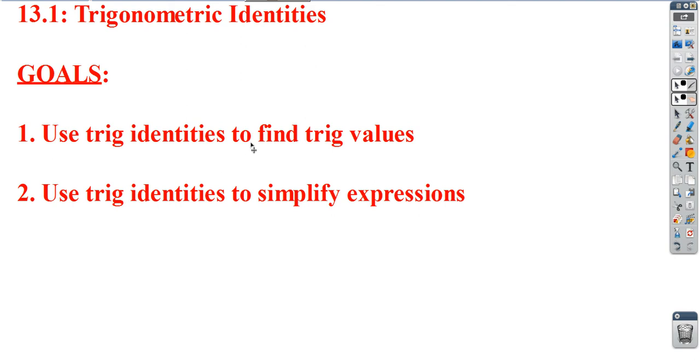Alright, so this is the beginning of chapter 13. It's on using something called trigonometric identities. That's what a lot of this chapter is about.